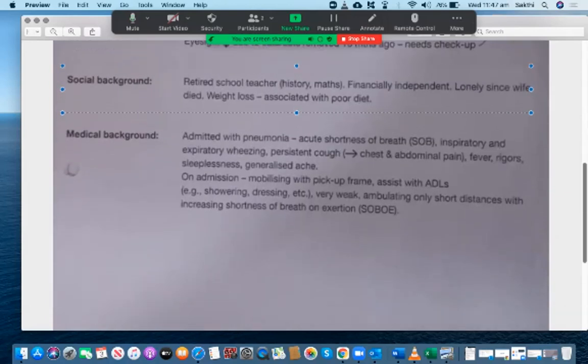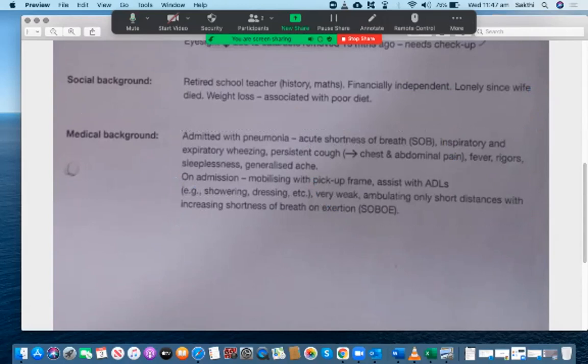Good. Medical background, admitted with pneumonia, acute shortness of breath. Okay, respiratory is wheezing, persistent cough. That's all right. Sleeplessness, generalized ache, mobilization with the pickup frame, assist with the ADLs. Yeah, okay, that's good.